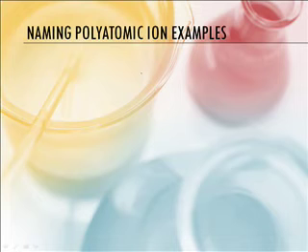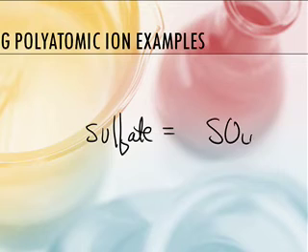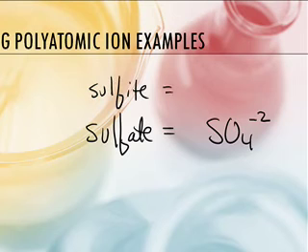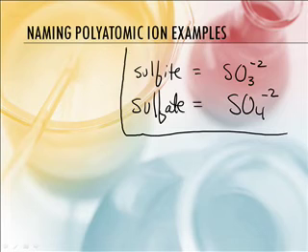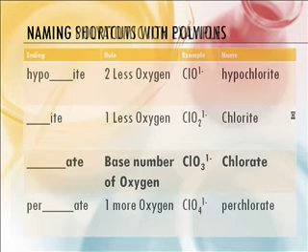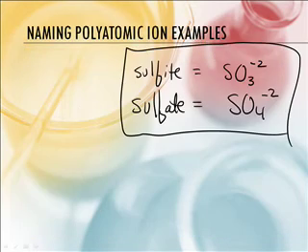Let's do another example: sulfate. You can just memorize sulfate, which is SO4 -2. So its friend sulfite is light, so it's going to have 1 less oxygen, SO3. The charge never changes when you do this. It always has a -2 charge, or in the example we did here, this one always has a -1 charge. The charge doesn't change. The only thing that changes is the number of oxygens.